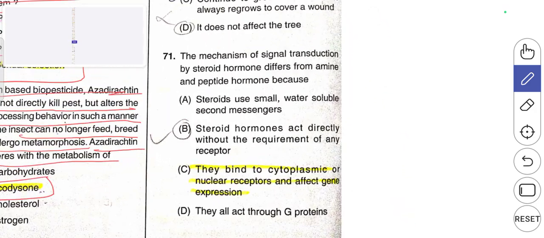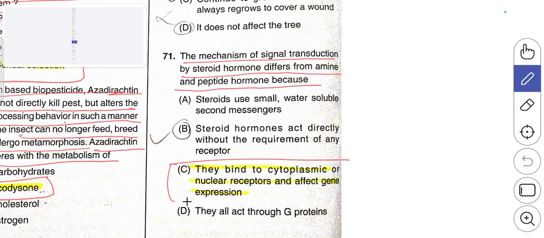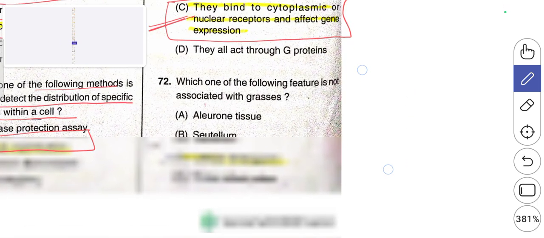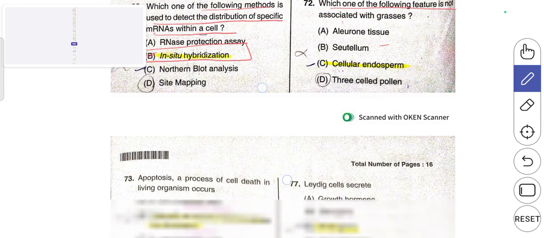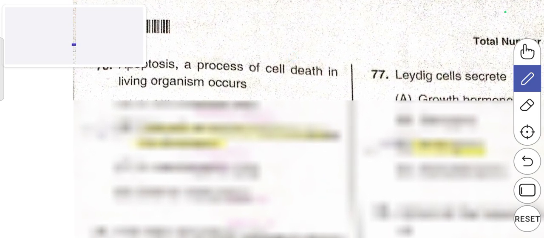Then 71. The mechanism of signal transduction by steroid hormone differs from amine and peptide hormone because they bind to cytoplasmic or nuclear receptors. This affects the gene expression. So C is the right answer. Then 72. Which one of the following features is not associated with grasses? Cellular endosperm will be absent, but the others will be seen in this group. So C is the right answer. Then 73 question.